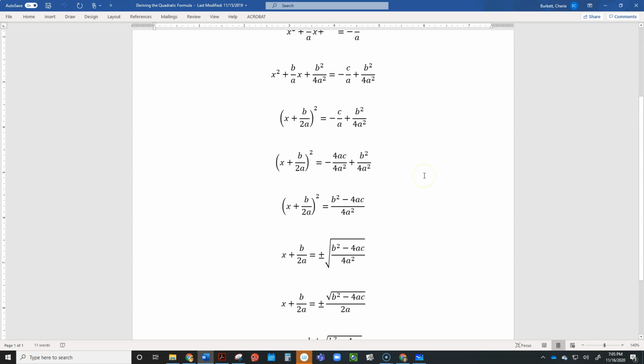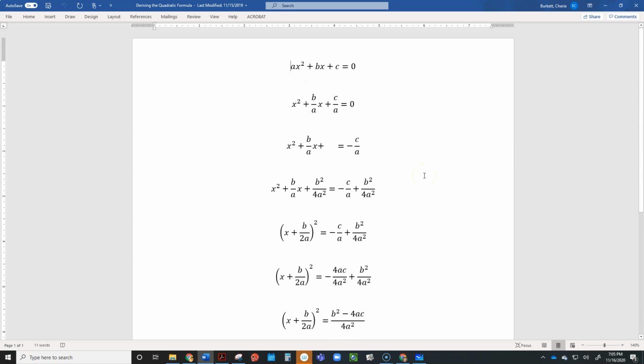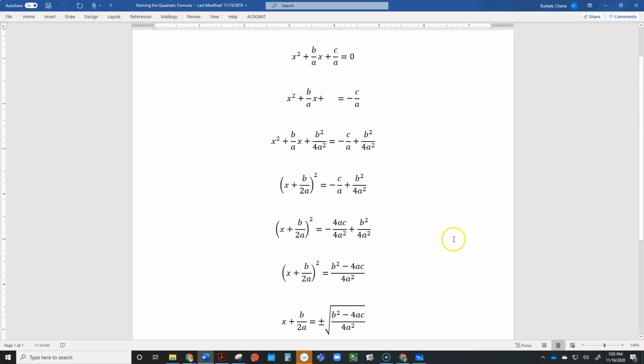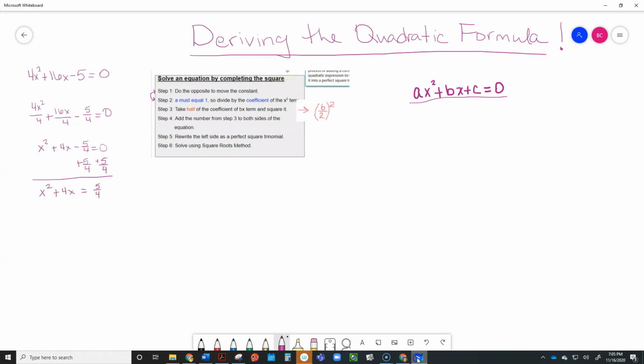Ooh, yuck. But here's the good news. Be scared. It's okay. This is very scary. Here's the good news. One, I'm not going to ask you to do this by yourself. I'm not going to ask you to derive the quadratic formula. I'm not going to ask you to do that.